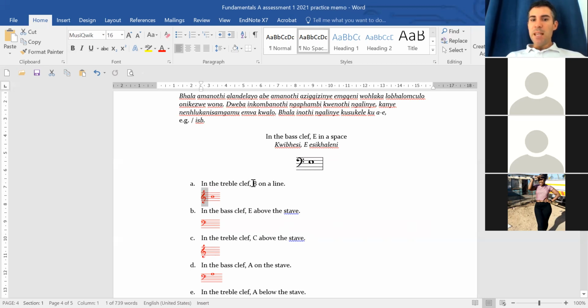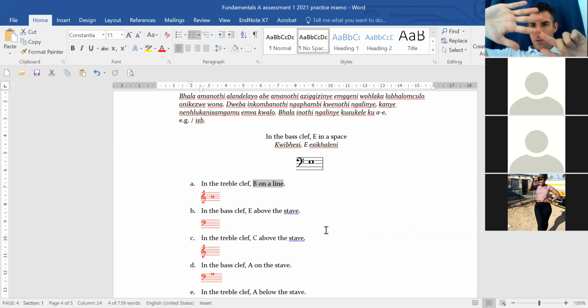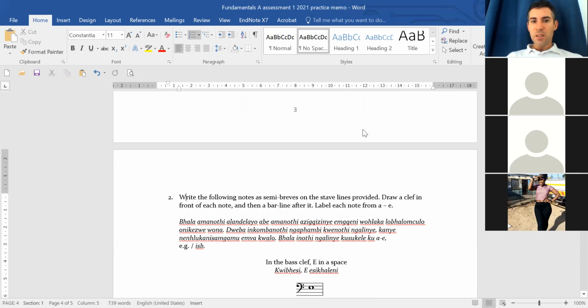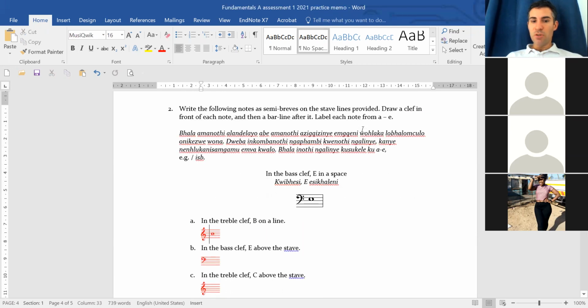Okay. B on a line. So we know that we're working with line notes, okay? And if we look at the treble clef like this, every good boy, we know that the note must be on the third line. So you see, 1, 2, 3, I put the note over there. It also tells us, if we go back into the question, that you must use semibreves. Okay, so you must make sure that you are using semibreves.